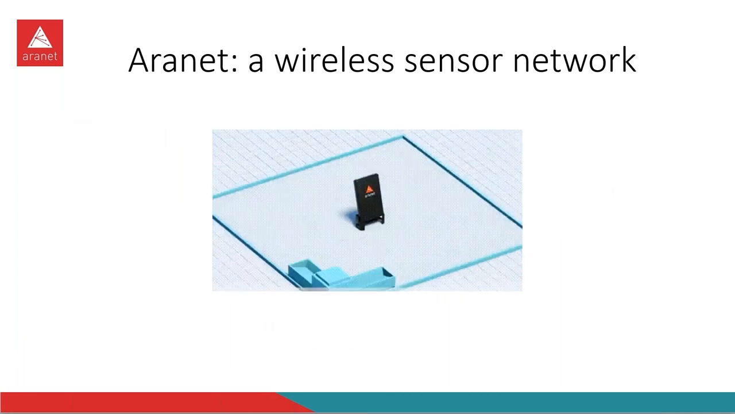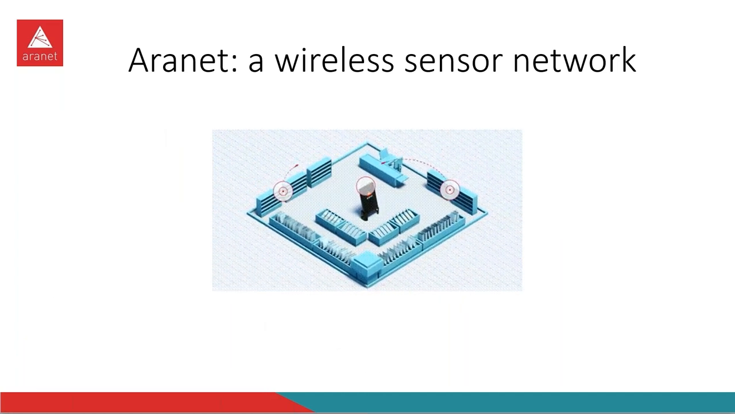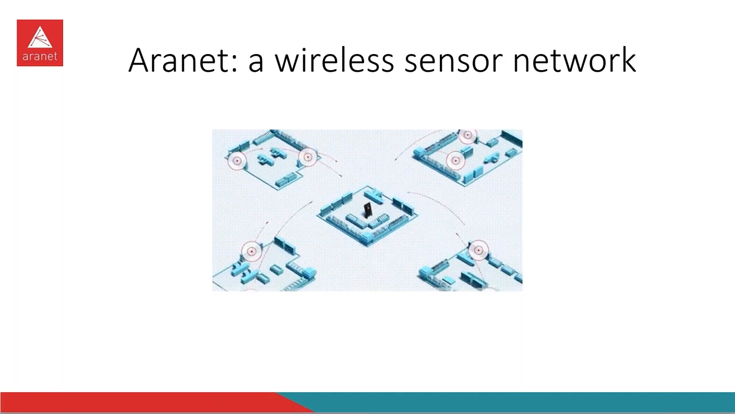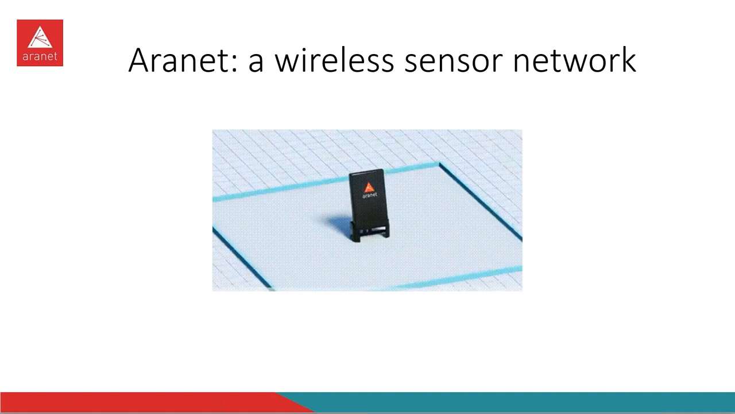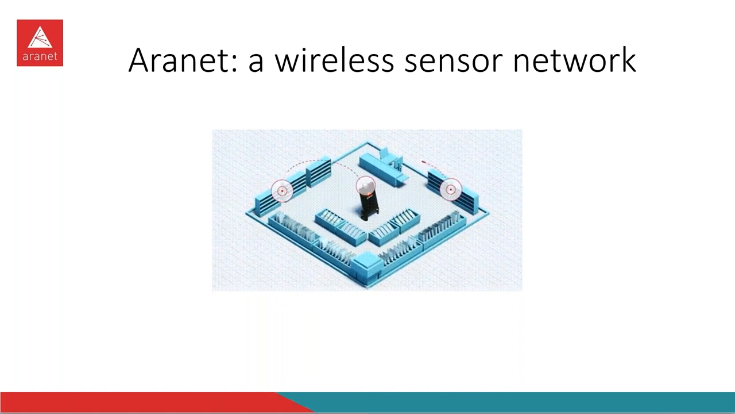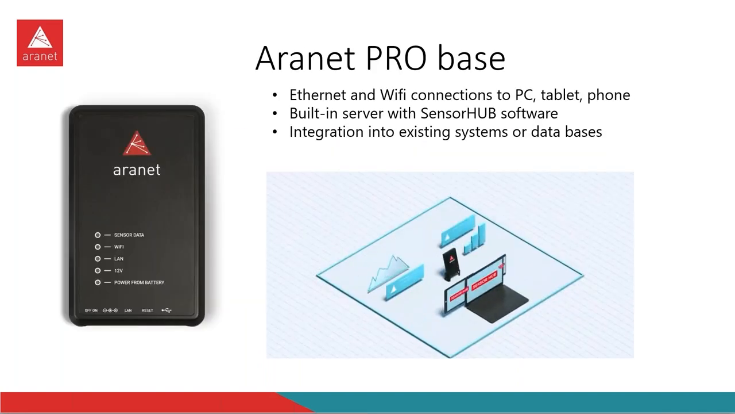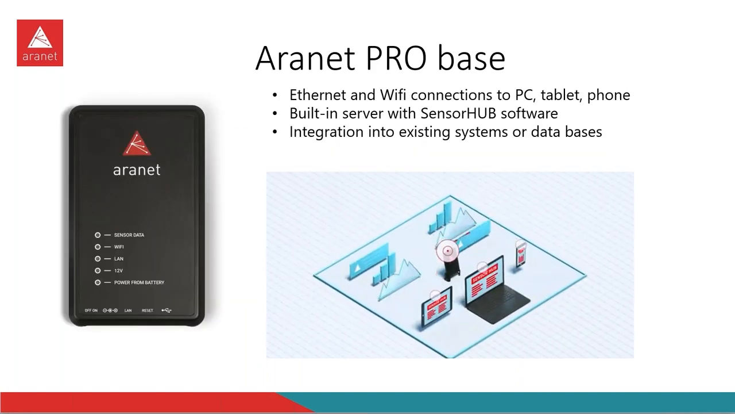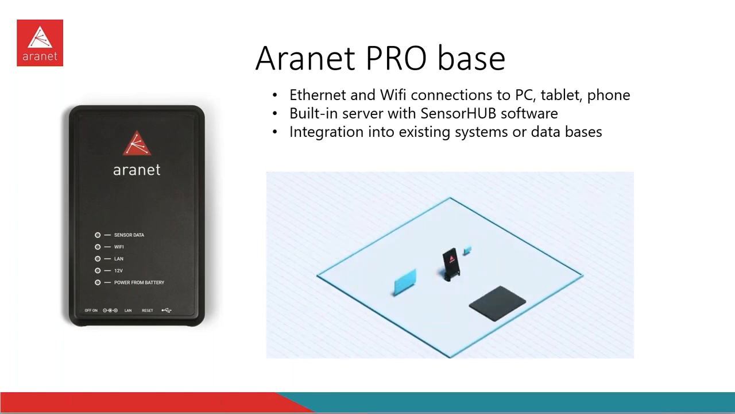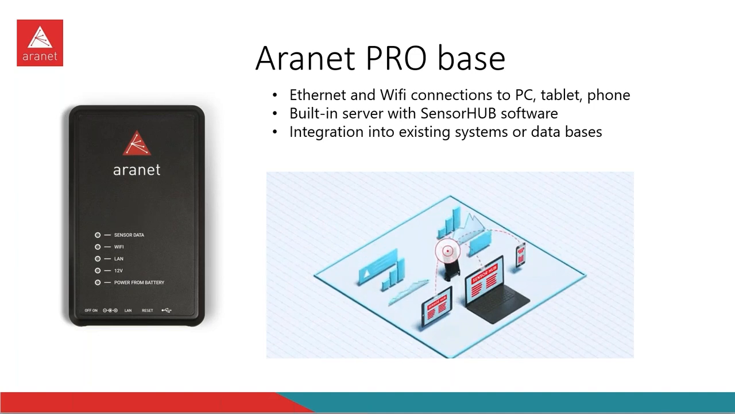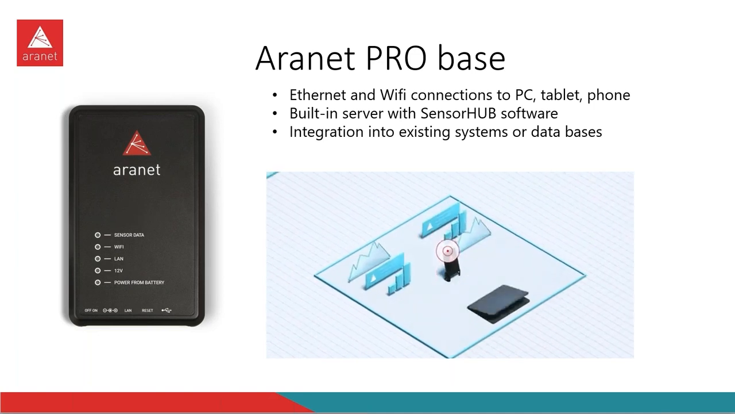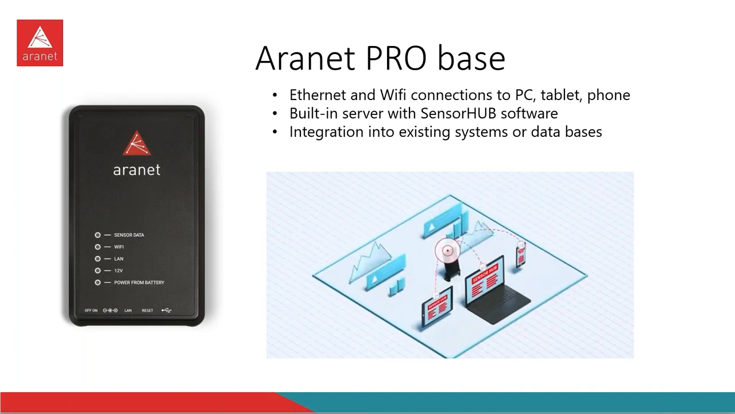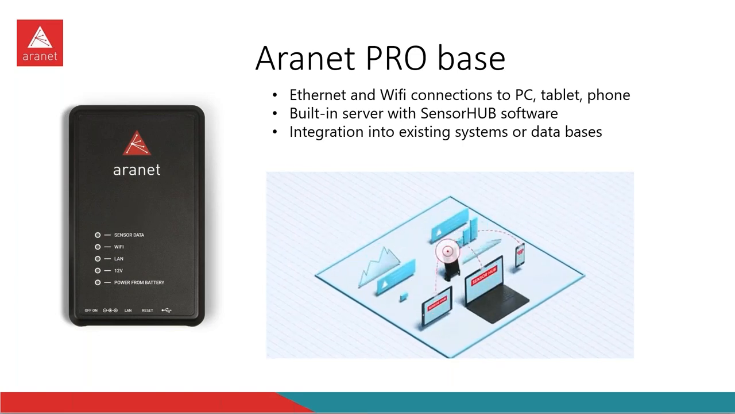So the way that it would look is you have this base station in some central location, and having this large range, you can get the data from many locations. The base station comes together with a built-in server and software, which we call Sensor Hub, and that software comes for free. So you can connect to that base station directly with your PC, tablet, or smartphone. The base station also functions as a Wi-Fi router.